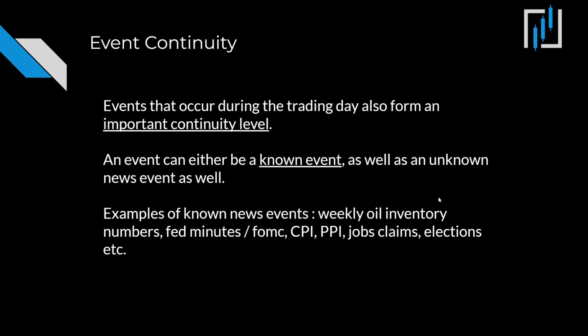Events that occur during the trading day also form an important continuity level. An event can either be a known event or an unknown event. Examples of known events would be weekly oil inventory numbers, Fed minutes, FOMC, CPI, PPI. Those occur before the open, so more relevant to you futures traders, job claims, elections, etc.